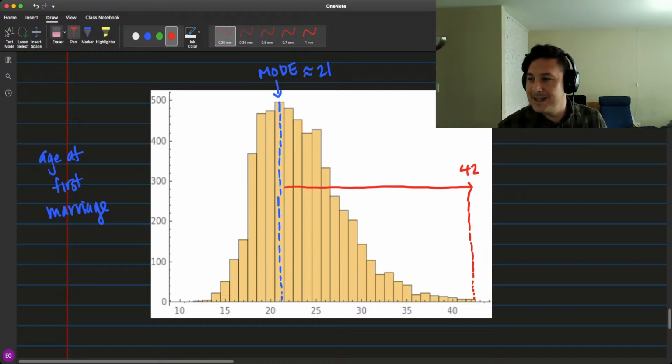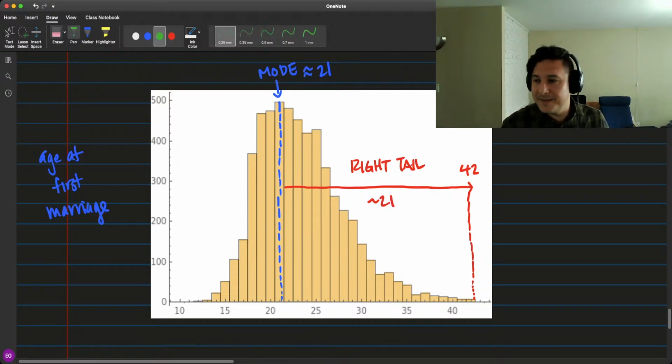So how wide is this? So my right tail is about how wide? Like 21, right? Okay, now we have to look at the left tail. It ends like right here. What's the youngest age at which women get married? And remember, this is in the US. Yeah, like 12, 13. A little weird.